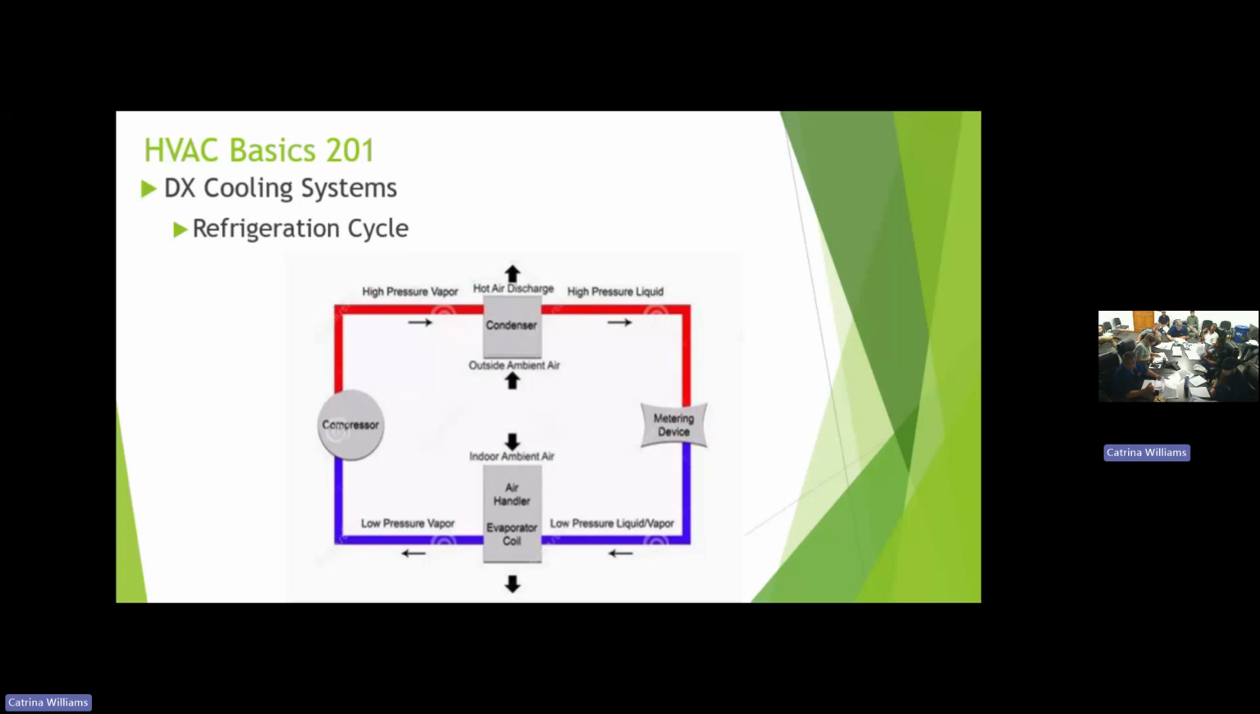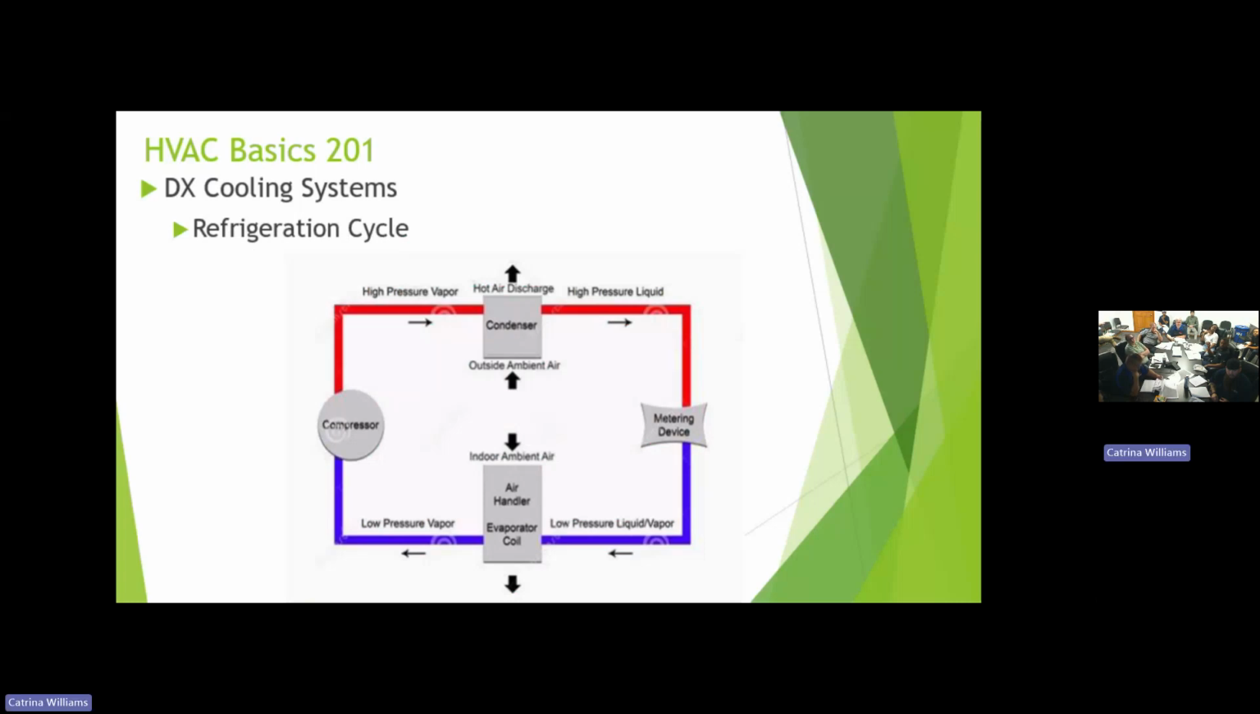So here is a typical refrigeration cycle. See the high pressure vapor, it goes through the condenser. We know we have outside air going into it. This discharges hot air, and now leaves a high pressure liquid. Goes to what we call a metering device. I'll show this in a minute.